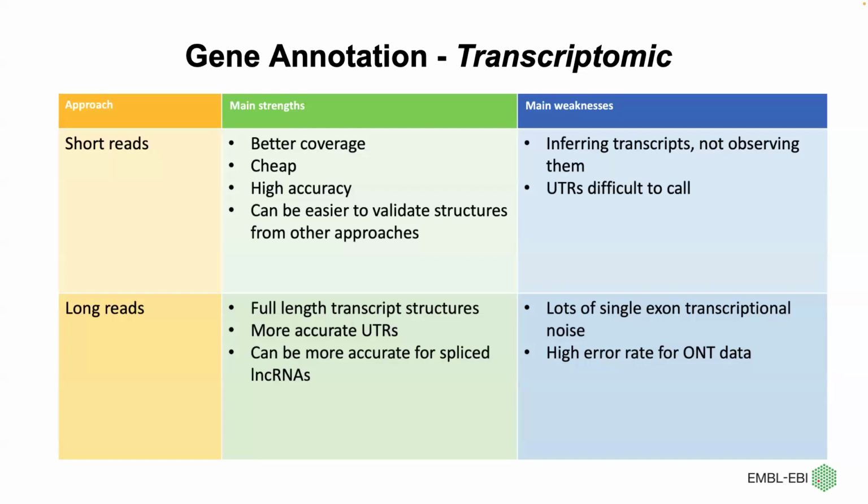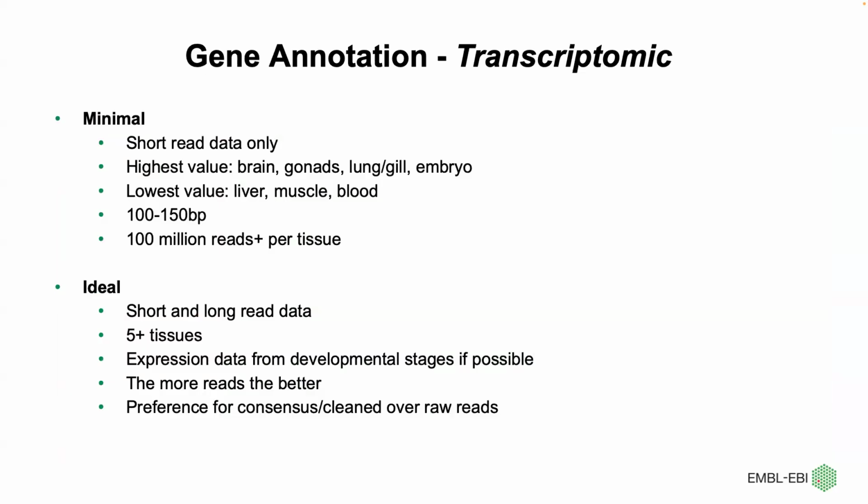But in long reads, there could be lots of single exon transcription noise, which we handle while doing the error correction. And it has been noticed that for ONT data, there is a high error rate. So there is some sort of minimal requirement if you want to have good evidence from the transcriptomic data. The minimum thing that is required is short read data only. If short read data is available, then we go ahead with the annotation.